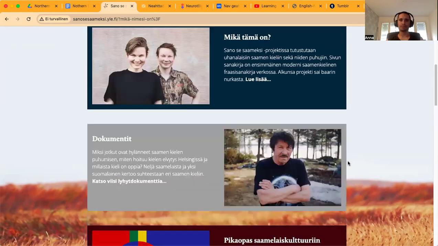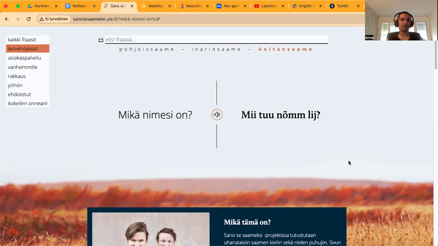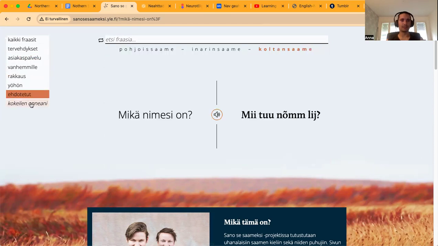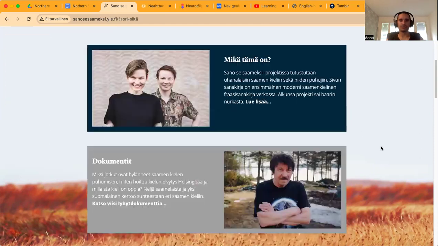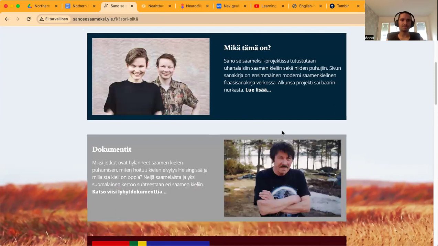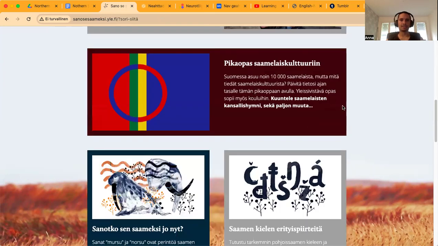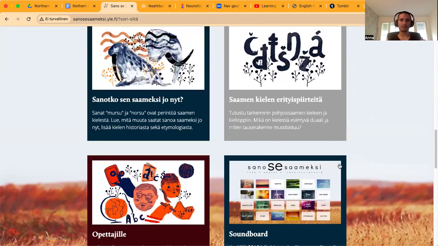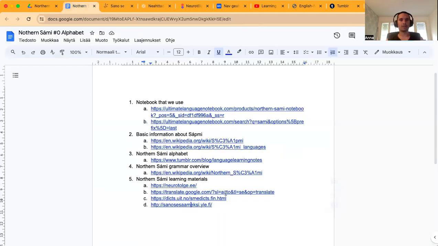This is quite good, but it's pretty limited. Still, it's a cool resource for beginners just to go through these things. But yeah, need to know Finnish. And there are some additional resources here. Like this is the fast guide to Sami culture, and there are some cool information here as well.